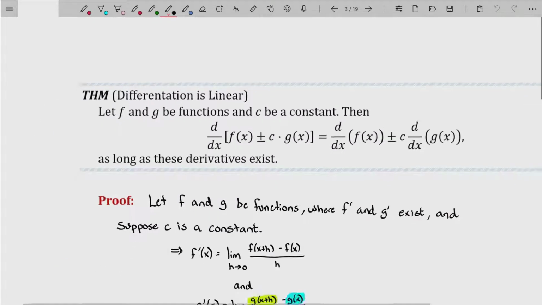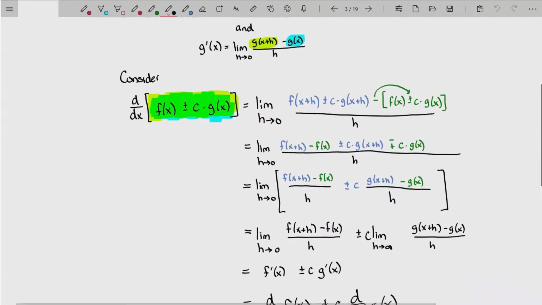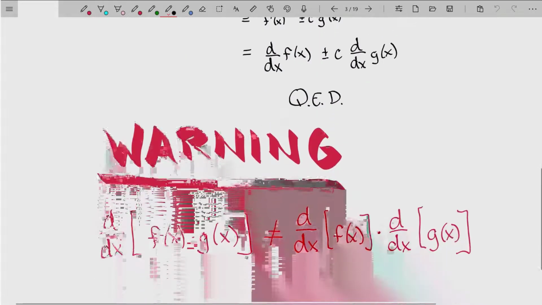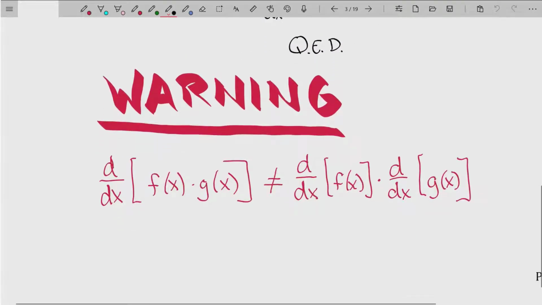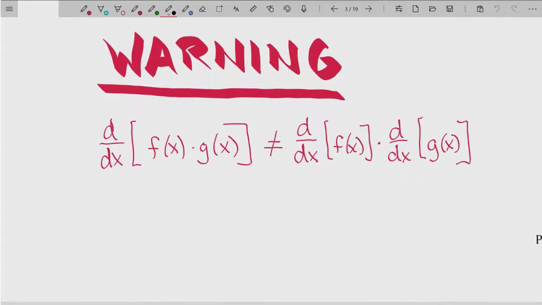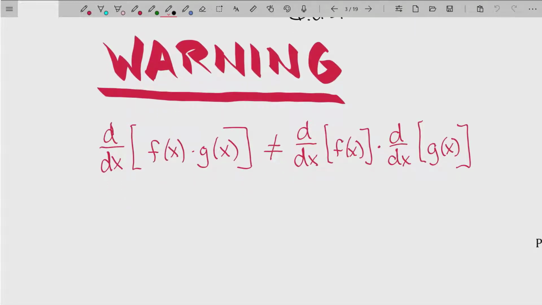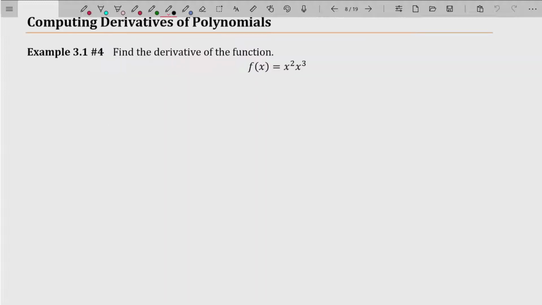However, when we went through and proved that, at the very bottom, I put a big old warning. And I said, this does not say that you can take the derivative of a product and break that apart. That is not true. Derivatives of products do not break apart nicely. So if you're facing a product, try to do anything else other than just taking the straight derivative as written. So here we are facing a product. What do we do? Well, that's pretty easy.